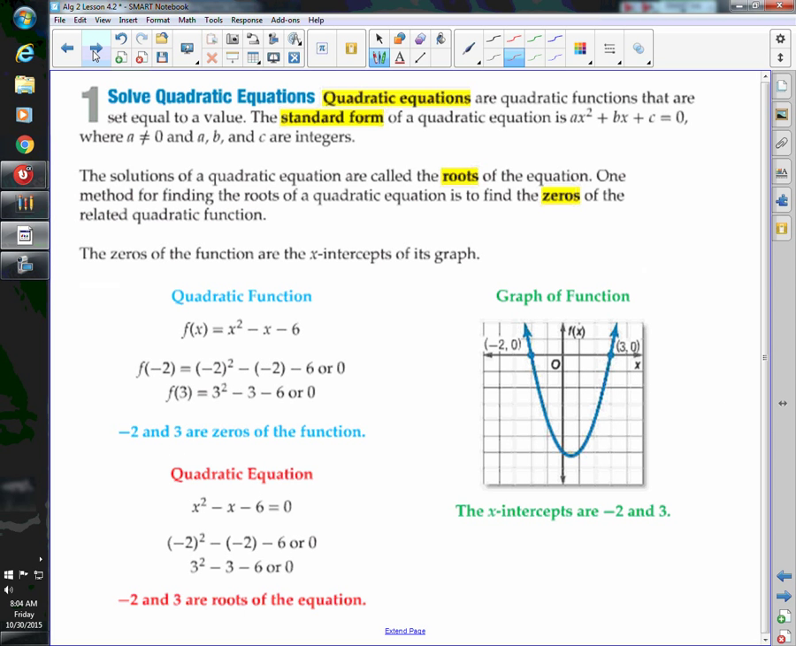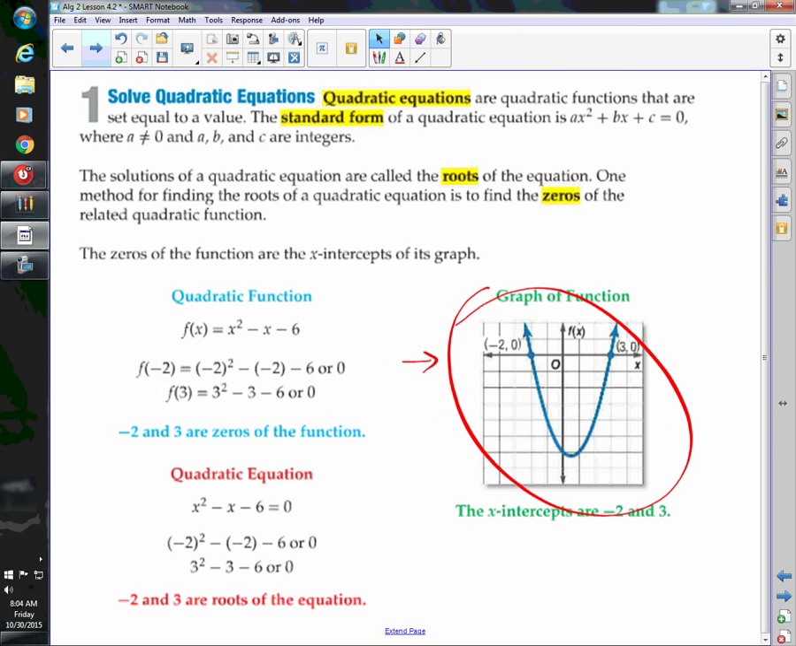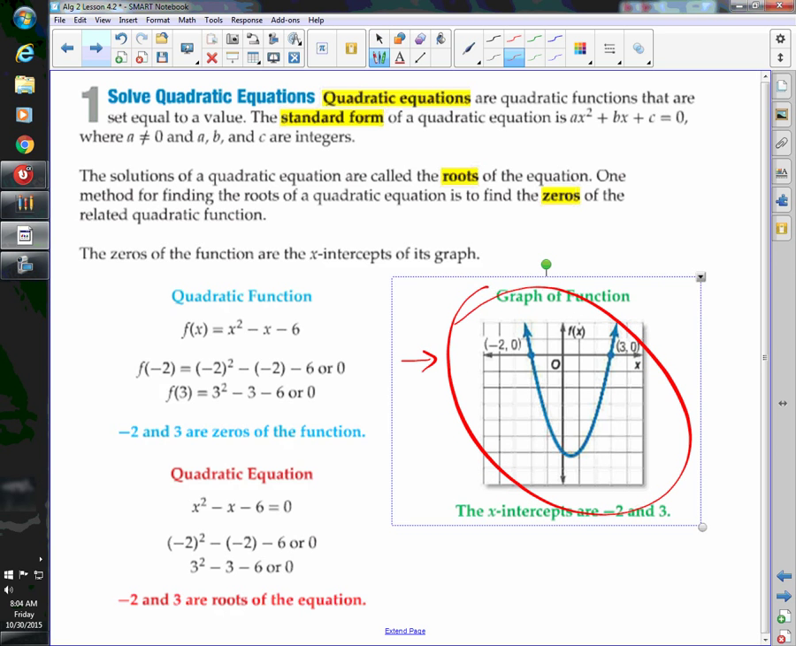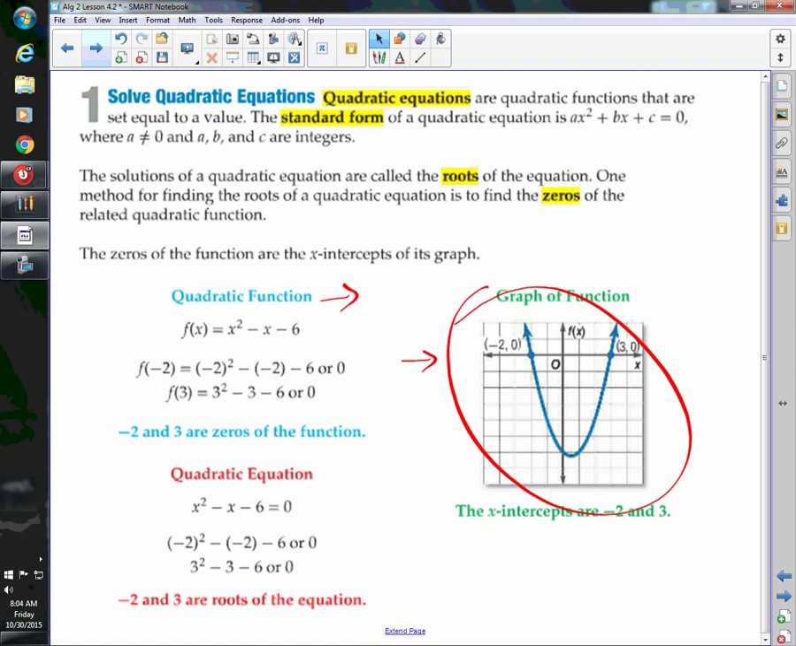First off, when you graph a quadratic equation, you're going to get a parabola. Now notice where this parabola crosses the x-axis. It crosses the x-axis right here. Let me do this again. Try another one. There we go. It crosses the x-axis right here at -2.